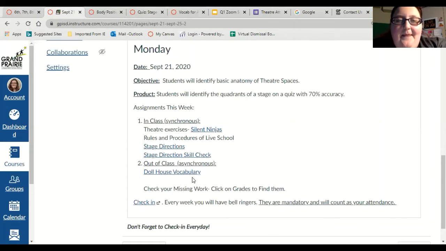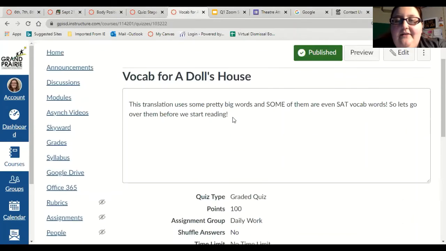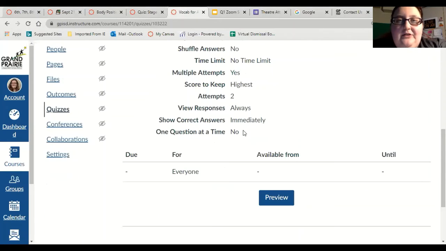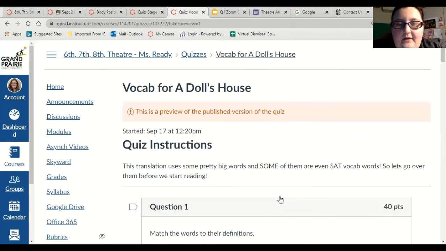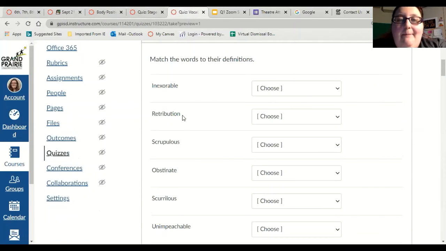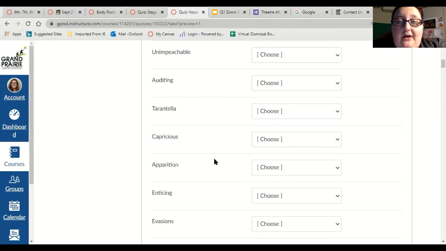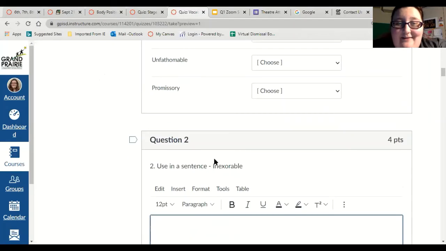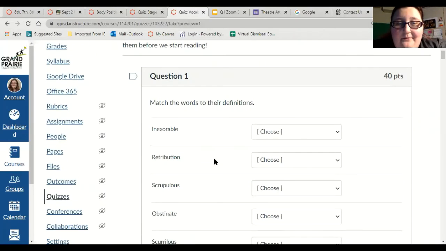All right. After you've done all of that, and we've played some fun directional games, your asynchronous work for the day is the Dollhouse Vocabulary. Now, the Dollhouse Vocabulary is a little difficult when you first look at it. What you are doing is matching these words to their definition. Now, these words are very large. Yeah, I'm sure you can see how large they are.